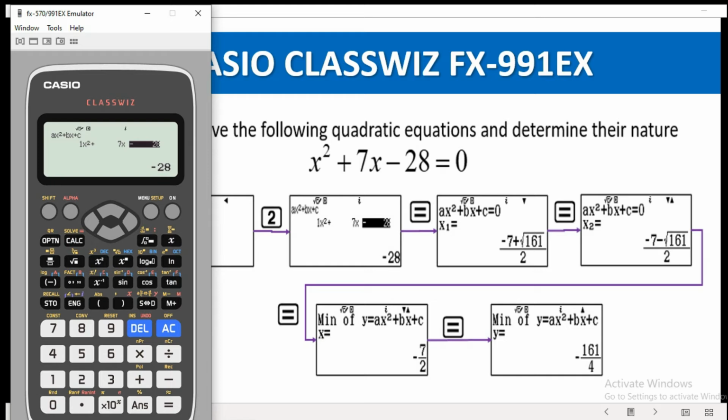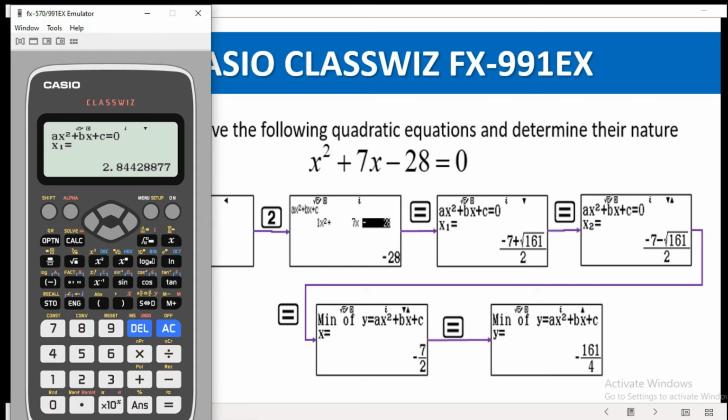Then the equals button again, it gives us the first root x1 value. You can also see your answer in decimal form by pressing the S2D button. Now it's showing our answer in decimal form.